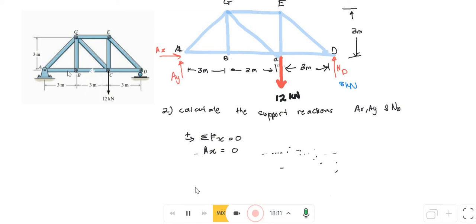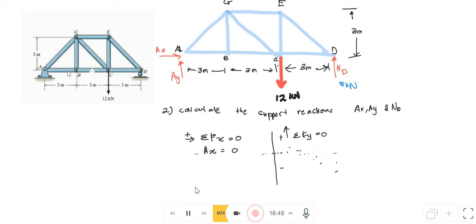Then for the AY, to find the AY, you have an option. You can use summations of Fy equal to 0, or you can also choose, if you love to do moment, then you can find AY by using moment at point D. So it's up to you to choose which one that you want to get the answer for AY, but both are correct.